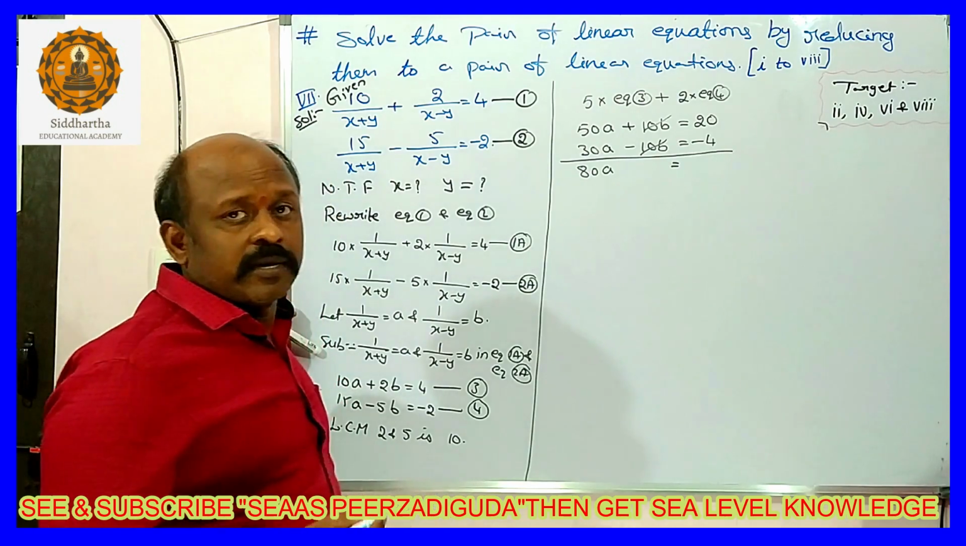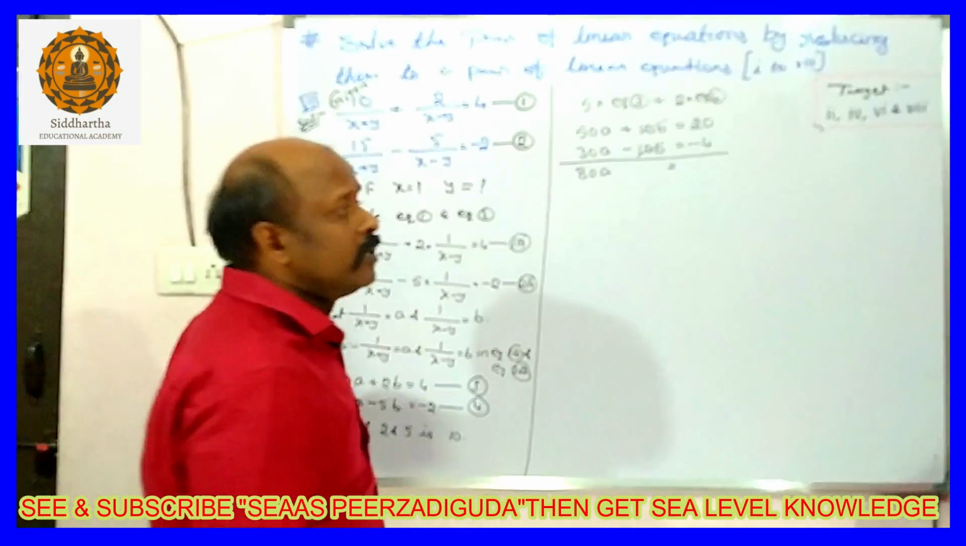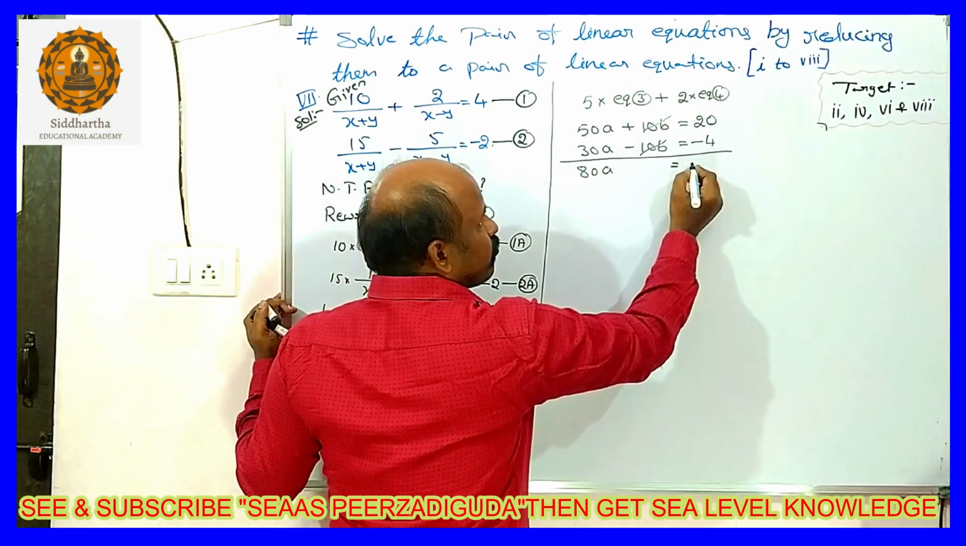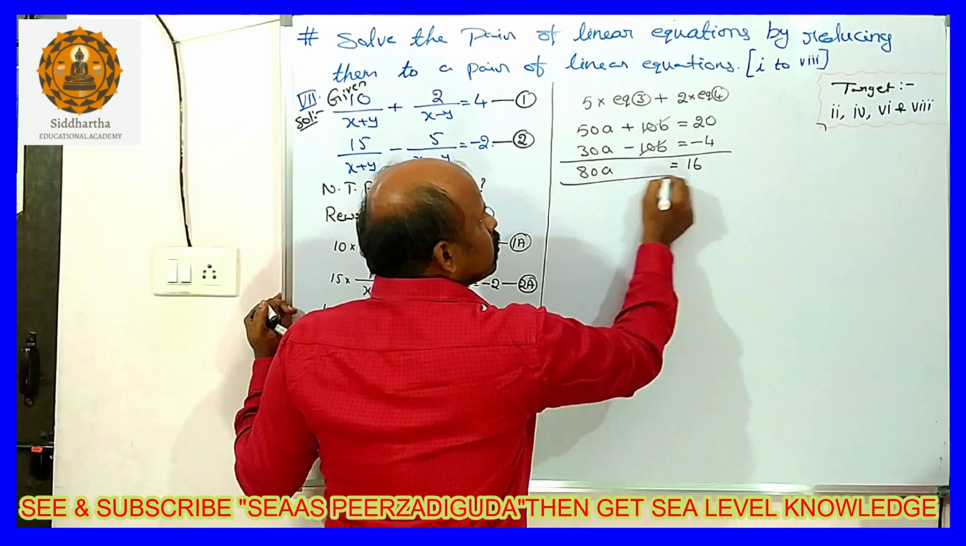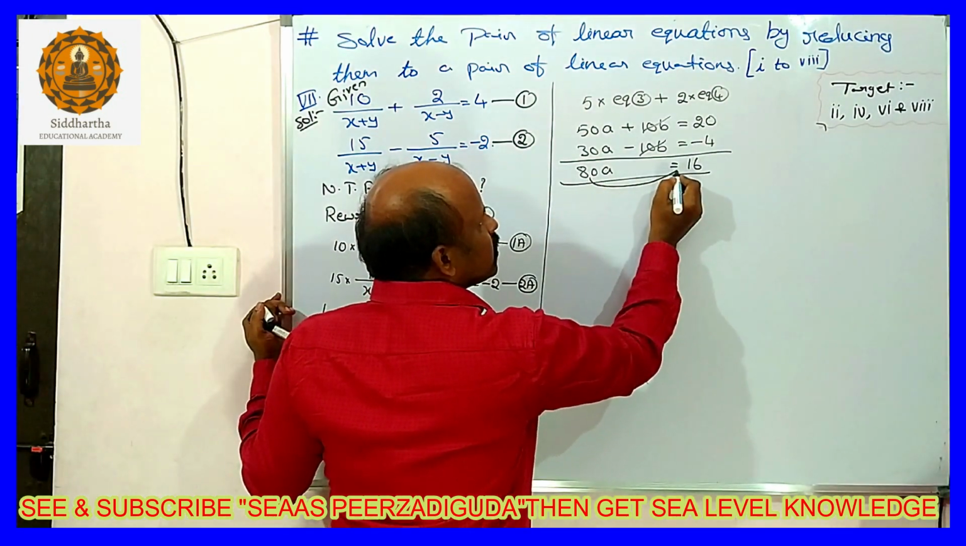1 plus 1, minus symbol, means what? We have to do subtraction. Subtraction means 20 minus 4. What can we get? 16 we can get. So after that, this 80 I am going to take this side.